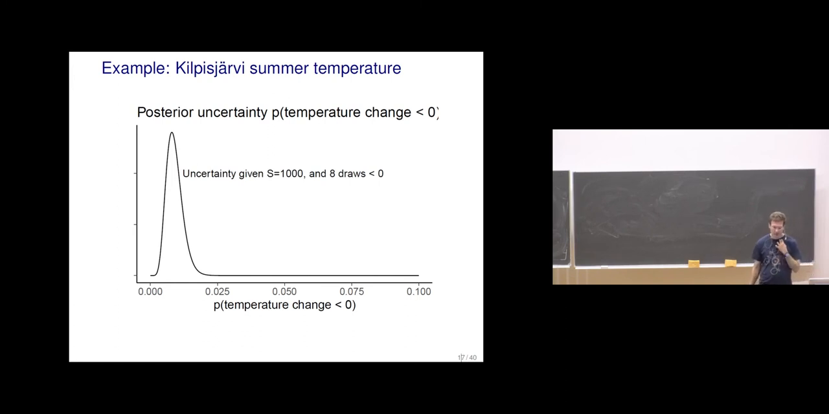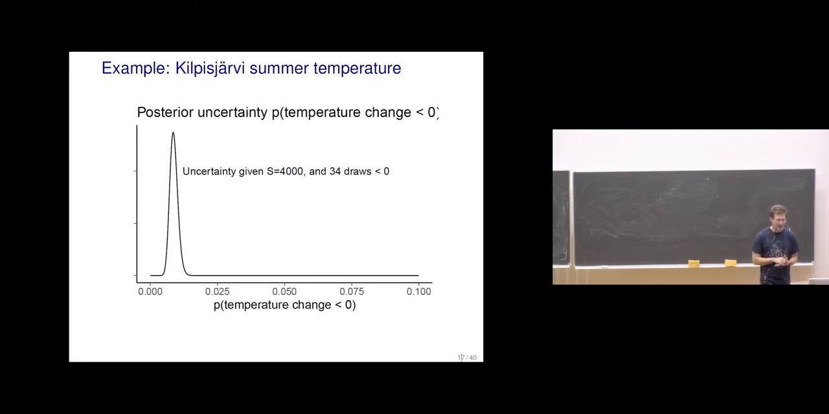This is 1,000, much better. On expectation, we get about 8 draws below zero. With 4,000, which is what Stan usually gives, even if they are not always independent draws, there would be 34 draws, and we get this uncertainty smaller. Now we can also see that it's likely that we already have enough information: just this Kilpisjärvi data from the 50s to this decade is not yet enough to completely rule out that it's not increasing, but it's a very small probability that it would not be increasing.